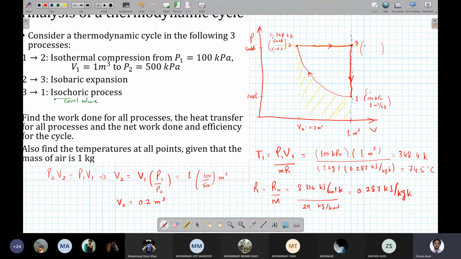Then moving on to 0.3. 0.3 पे pressure कितना है? सर 500 kPa. So the pressure is the same as it was at 2, which is the same 500 kilopascal. Volume कितना है? सर 1 meter cube. The same as it was at 1. 0.3 पे volume same है. So it's just 1 meter cube.